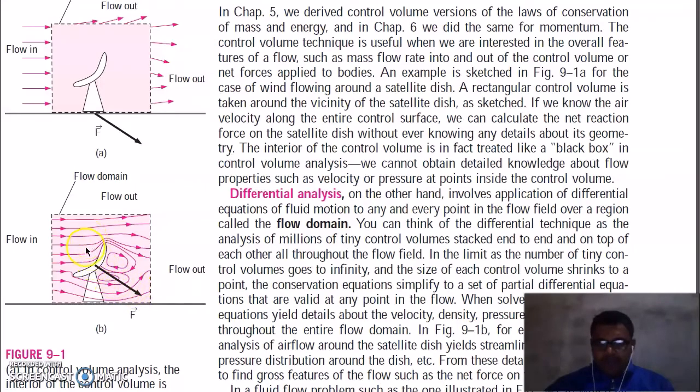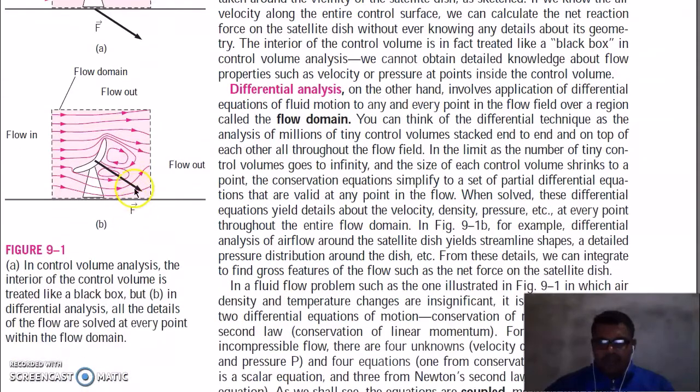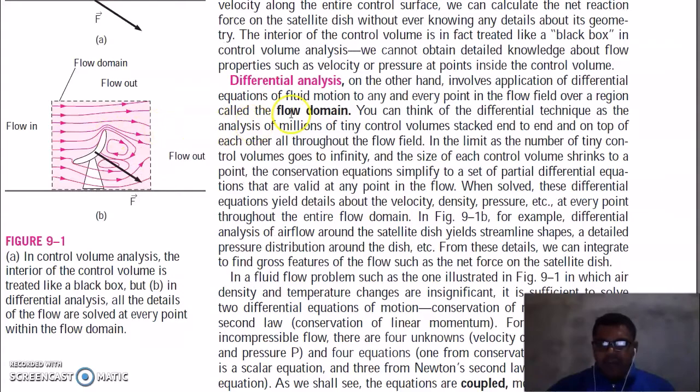So the interior of the control volume is in fact treated like a black box in the control volume analysis. We cannot obtain detailed knowledge about the flow properties such as velocity or pressure at points inside the control volume. Differential analysis, on the other hand, involves application of differential equations of fluid motion to every point in the flow field over a region called the flow domain. So this is your flow domain.